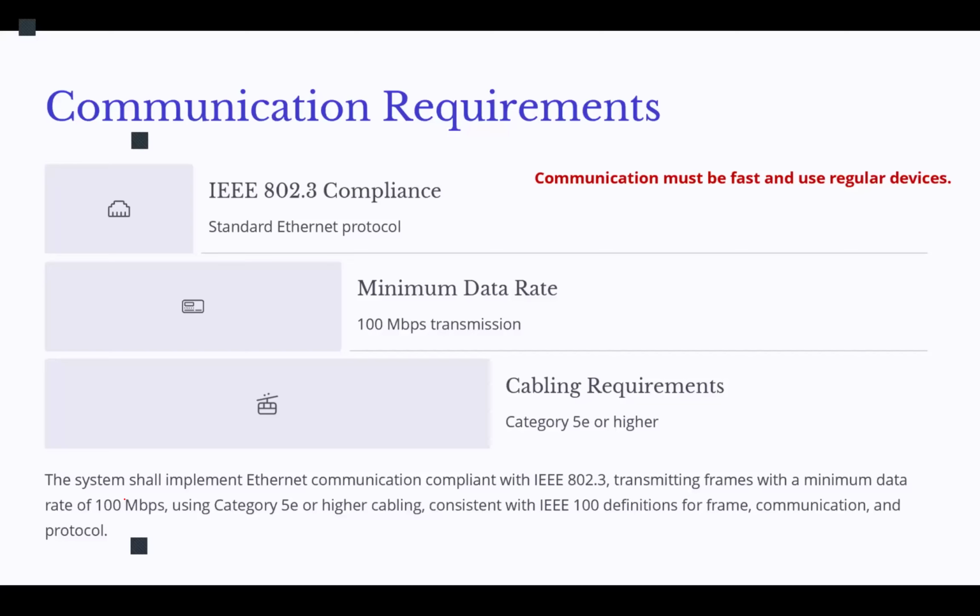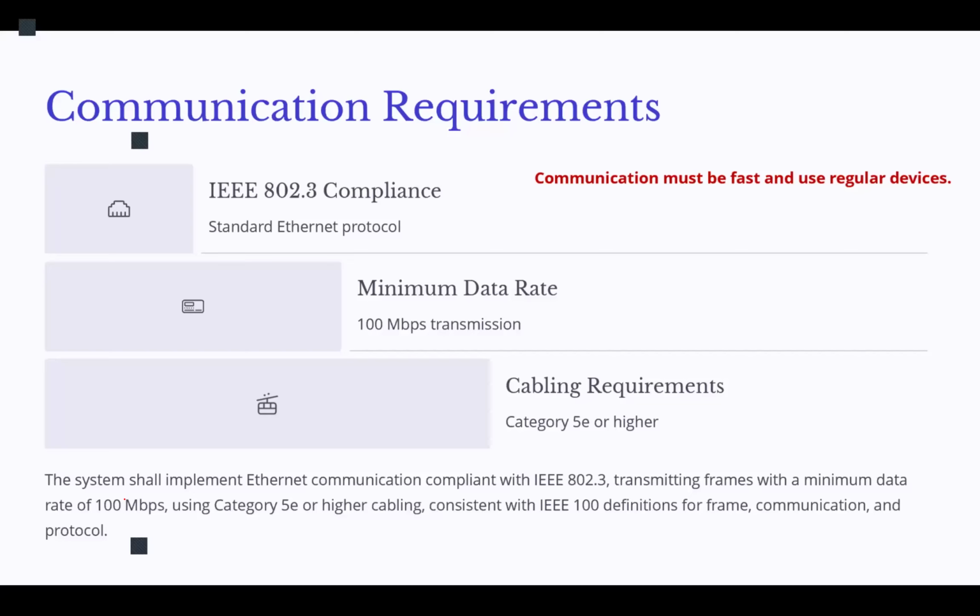Now, what does fast mean? What is the minimum data rate that we have? What is the cabling requirement? On what type of connection do we define this speed? Is it Cat5? Is it Cat4? Is it 5E? What is the cable that we define this speed for?